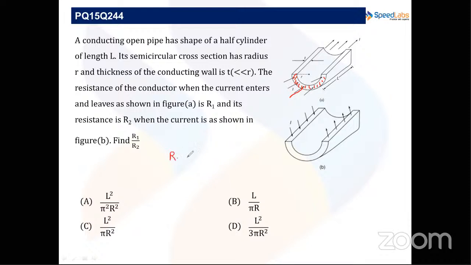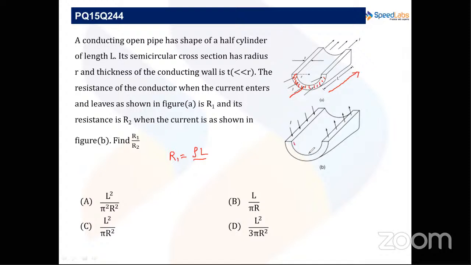So R1 is rho. See, I'm just assuming that they have a resistivity of rho because it is not given. So it is conductor, so I'm assuming resistivity rho. Length, current is passing through this length. So length is capital L by A, area of cross section. The area which I have shaded is the area of cross section, and that area is how much?